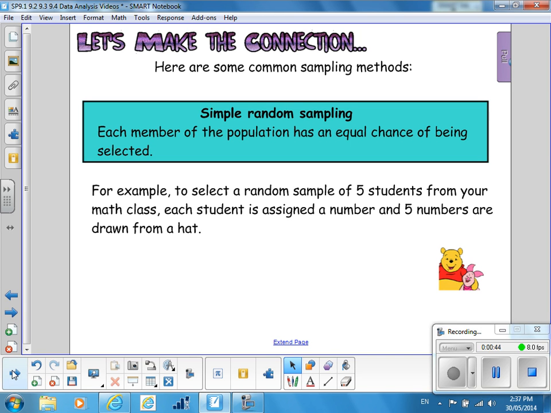One is called simple random sampling. So each member of the population has an equal chance of being selected. For example, to select a random sample of 5 students from your math class, each student is assigned a number and 5 numbers are drawn from a hat. So in this case, you all have an equal chance of being selected. So it's very random.